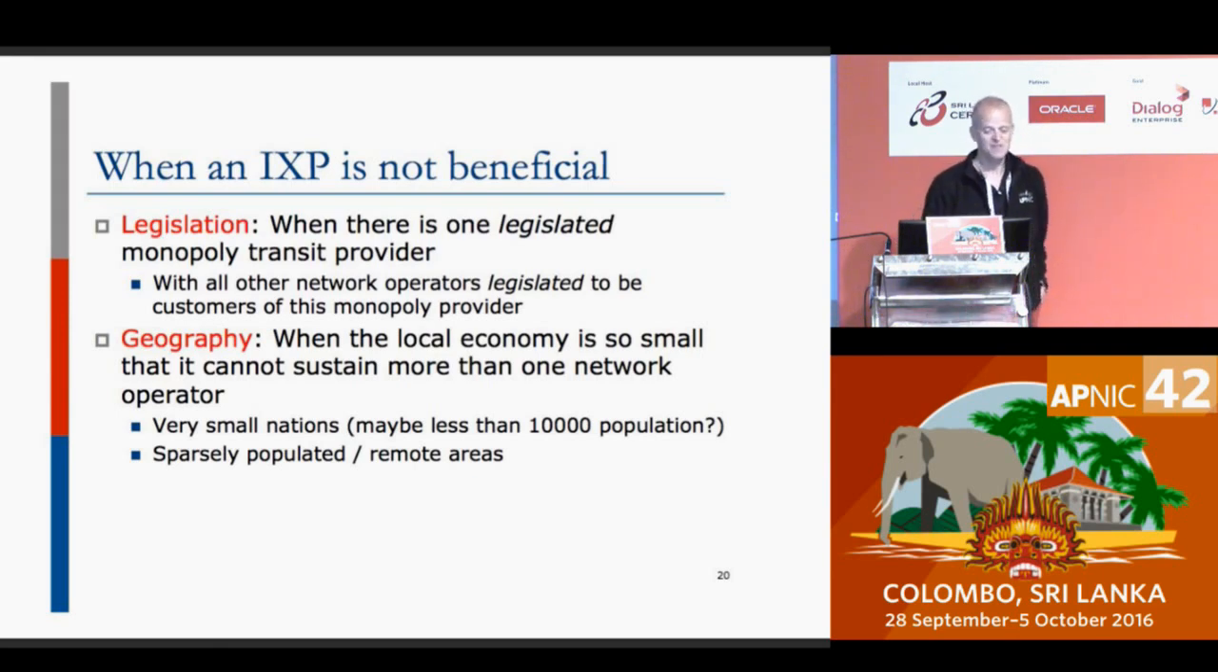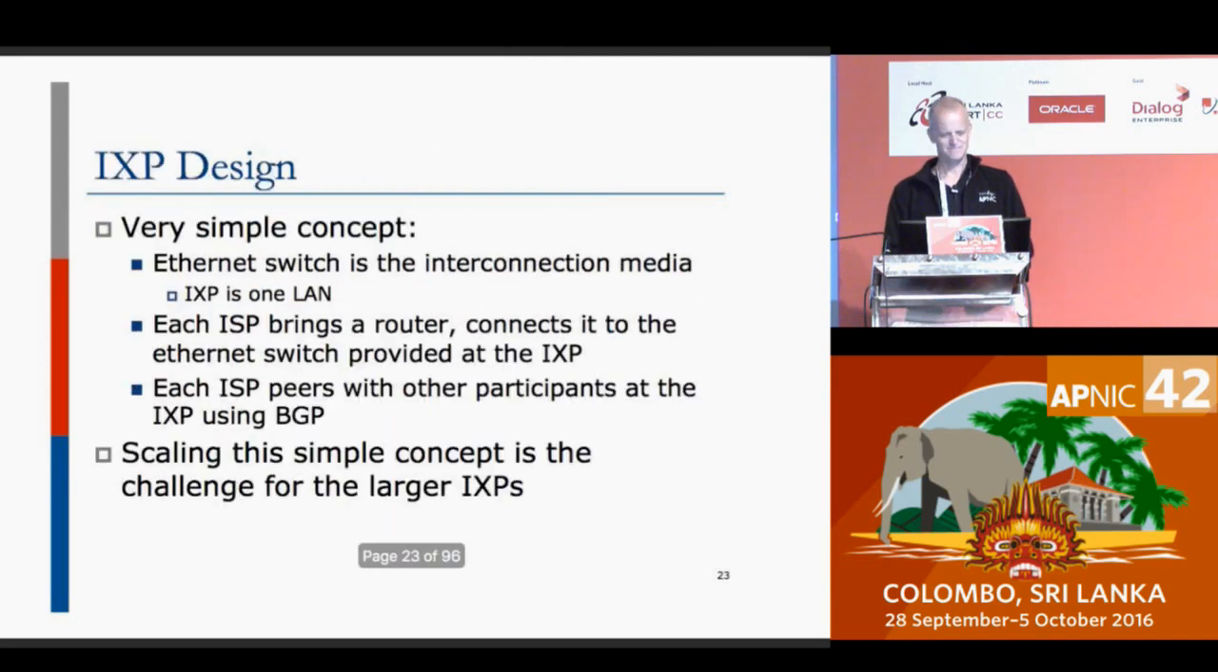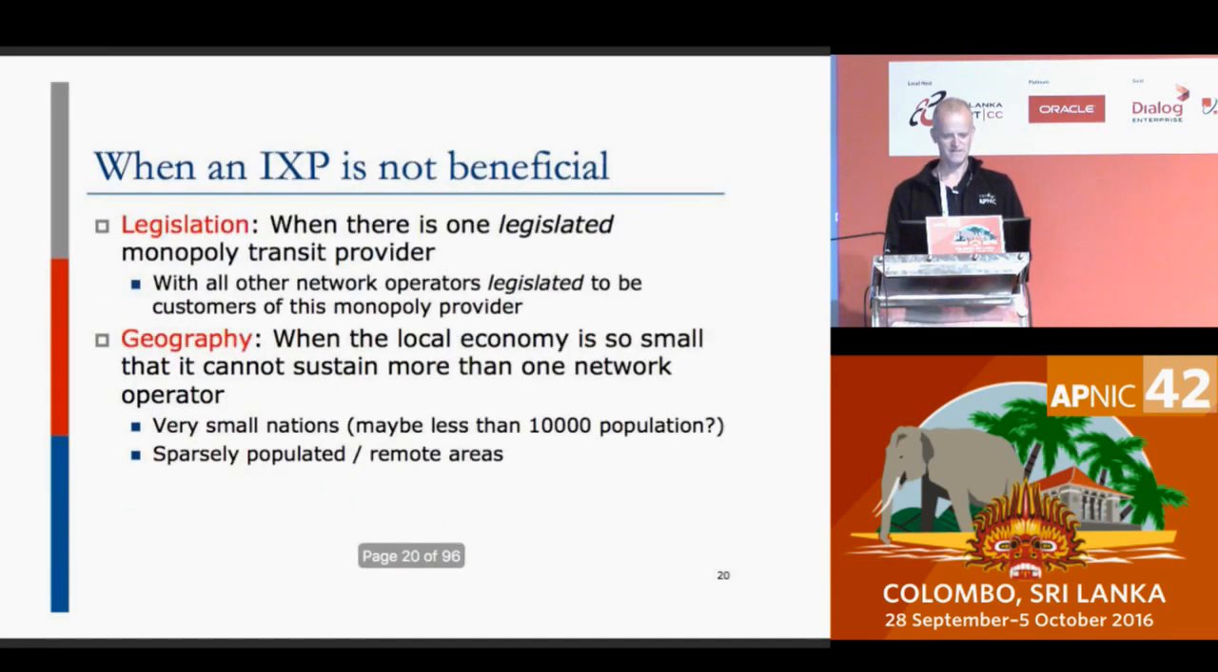There's some places where it doesn't make any sense. Geography. I mean, we probably don't need an exchange point if there's only one service provider serving the whole economy and we can't even sustain two operating. But that's very rare. Very, very rare. I can think of one place where it really doesn't make a lot of sense. So geography, well, maybe some island somewhere, probably not a lot of point doing an exchange point if there's just one service provider. So, oh gosh, this is a very, very sensitive clicker, I apologize.